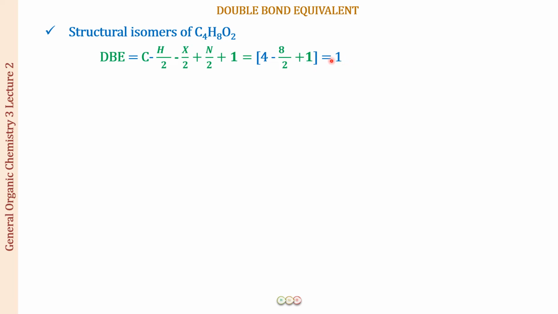So this means that there can be one double bond present in the structure or there can be one ring present in the structure. Now what are we going to draw? Well, first of all, you have to look at the molecular formula once again, and you can see that there are 2 oxygens present. Do you know of any functional group where there are 2 oxygens present? Yes, I know of it.